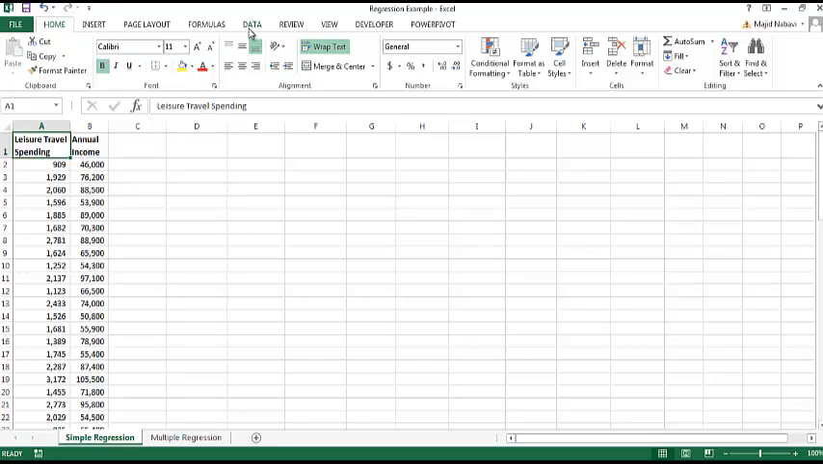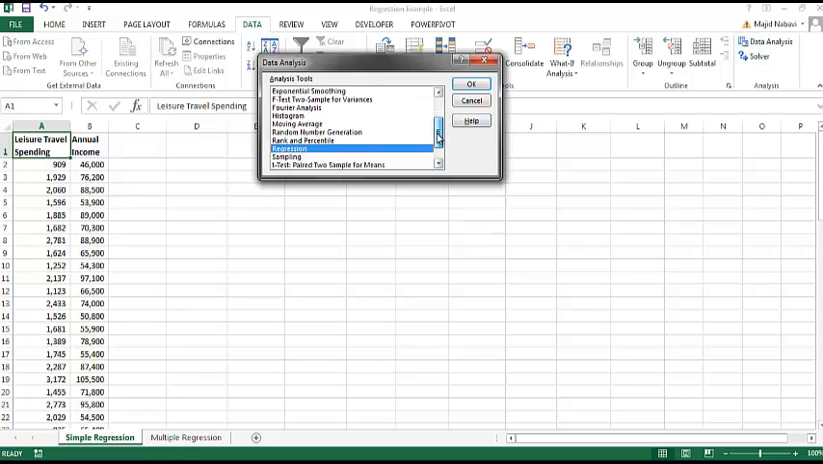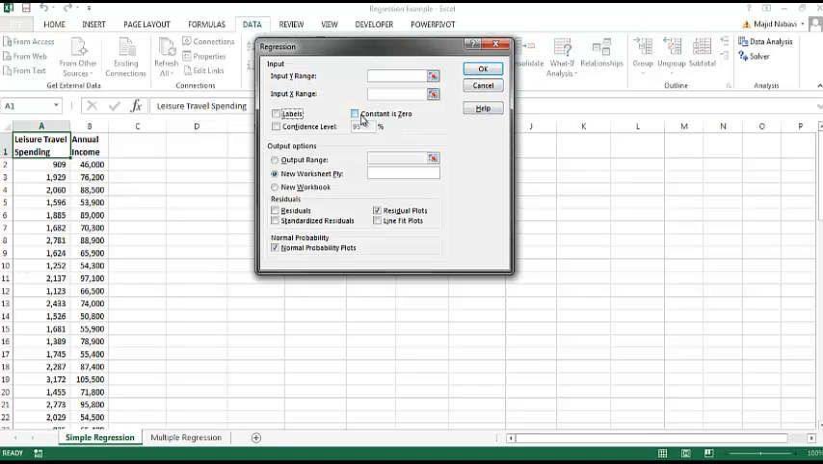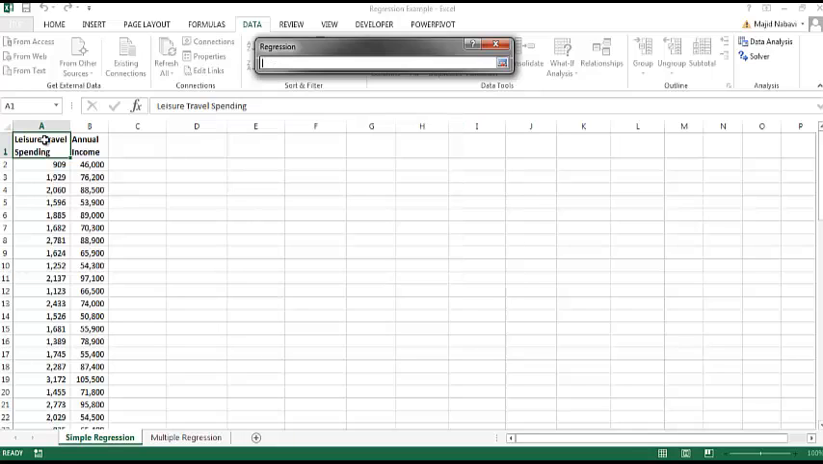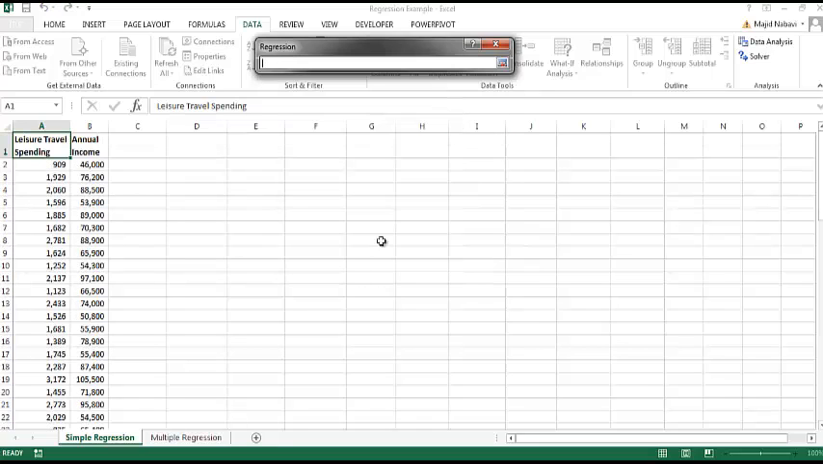I will use the Excel regression tool. Under the Data tab, Data Analysis tool, and Regression. From the Regression dialog, we need to select X and Y range, and check labels if included, and output. First, Y range. Y is the spending. I will select the entire range of spending, and then X range, the predictor, annual income.